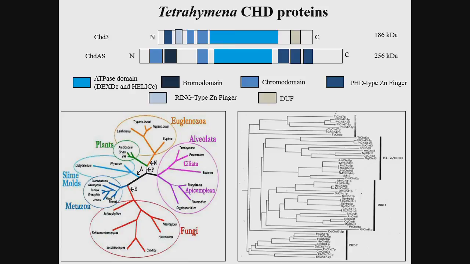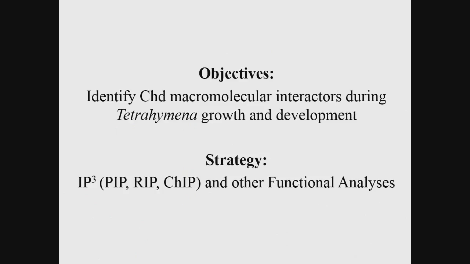For the rest of the talk, I'll be referring to these two proteins as CHD3 and CHD-AS, referring to Alveolate-specific CHD. We don't really know that much about these CHD family proteins in Tetrahymena, and they have very interesting regulation and expression throughout the life cycle. So my research in the Perlman Lab is trying to identify different macromolecular interactors that these proteins bind, both through vegetative growth and conjugation, perhaps to elucidate their function.